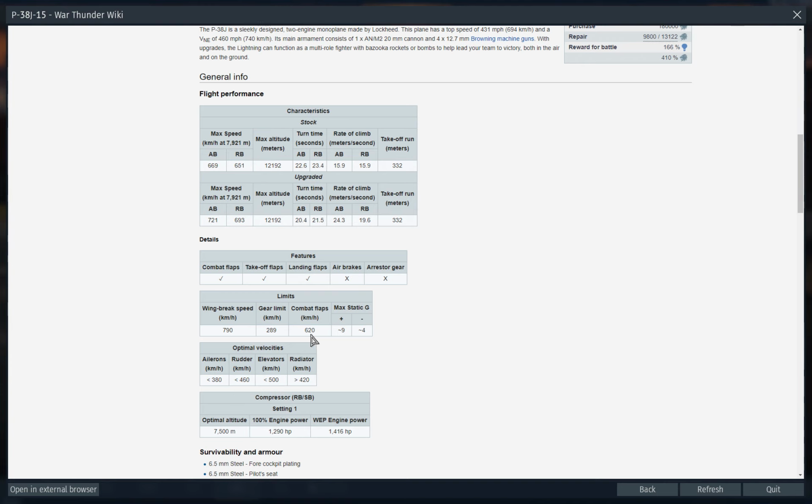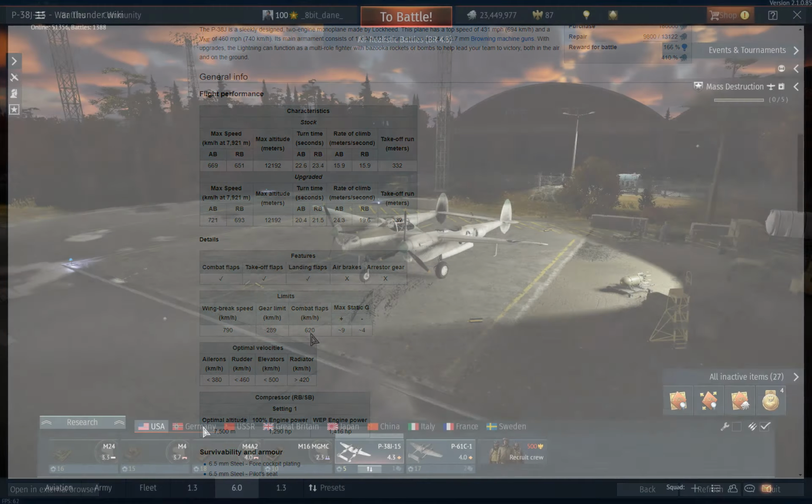And as you can see here, the combat flaps break off at 620 kilometers an hour. And that's a very good number. That number can also be found at the very earliest of the P-38s, even in 3.0 and 3.3. Knowing that, whenever you're flying any of the P-38s, you know that you can easily use the combat flaps up to 620 kilometers an hour.